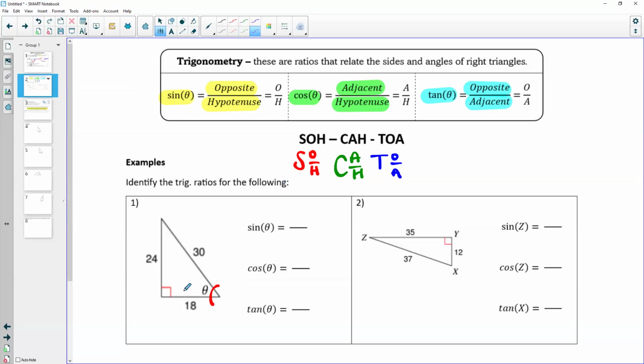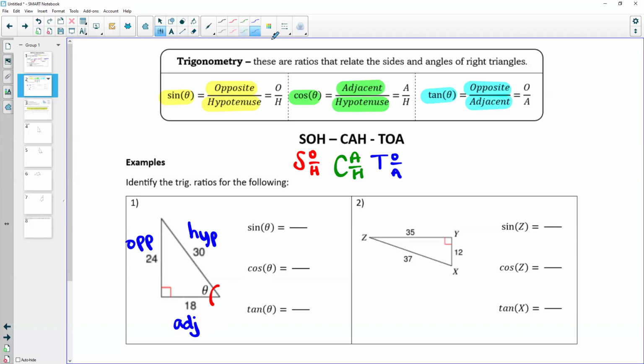And so if we're going to begin labeling our right triangle, I always recommend labeling the hypotenuse first. The hypotenuse is the side across the 90-degree angle. So this one right here, the 30, represents your hypotenuse. The side that is across theta is known as your opposite side. And the side that is attached to theta, the third remaining side, is your adjacent.